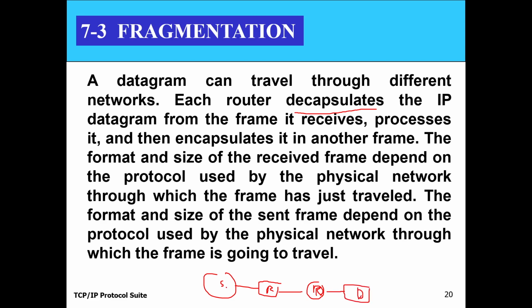So what will happen? You'll have a packet with an IP header and body. It goes to the router. Each router will decapsulate the IP datagram from the frame it receives. Then it processes it. It reads the source address, the destination address, the protocol version, whether it's 4 or 6, the header length, the data length. It reads all the information, right? So it will decapsulate it, process it, and then encapsulate it in another frame.